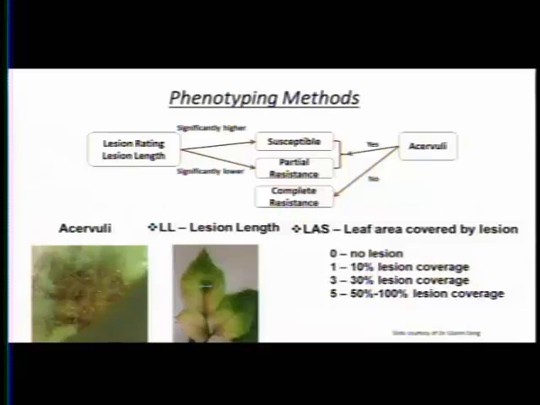And we measure 2 parameters to indicate the disease severity. One is lesion length, LL: we measure the biggest lesion's diameter on the leaf as the lesion length. And LAS is the leaf area covered by lesion. The scaling scores are here, with 0 meaning no lesion was observed, and 1 meaning 10% of the leaf area was covered by lesion, and so on.